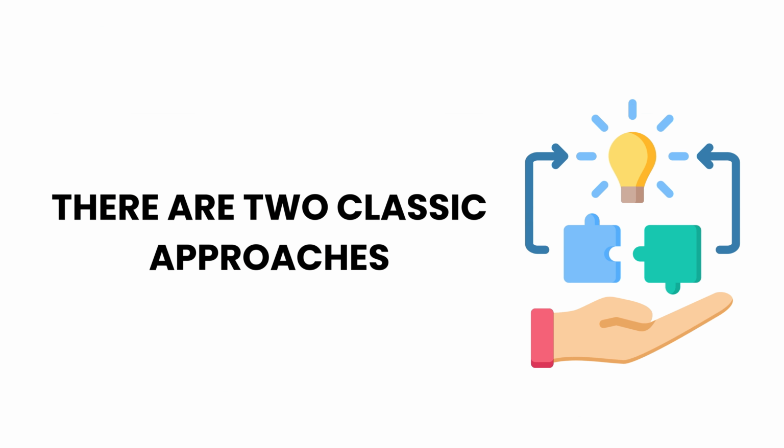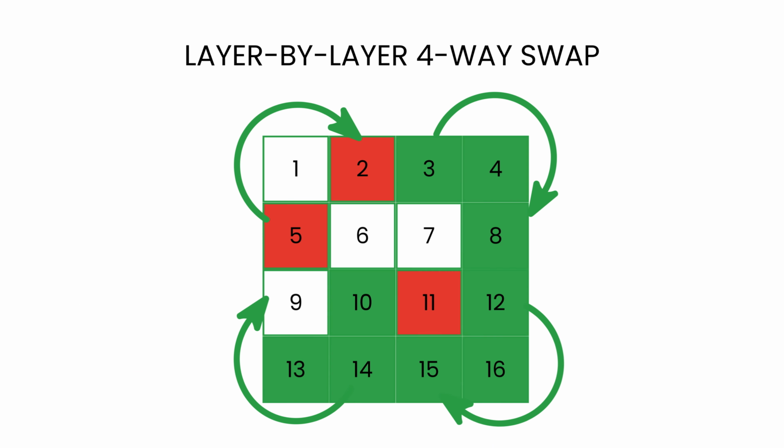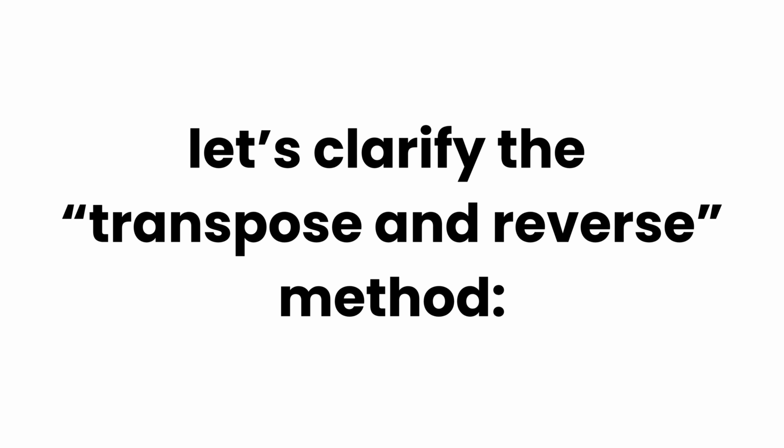There are two classic approaches: transpose and reverse. Transpose the matrix, swap rows and columns, then reverse each row. Or layer by layer four-way swap: for each layer, move elements in groups of 4, rotating their positions. Let's clarify the transpose and reverse method.